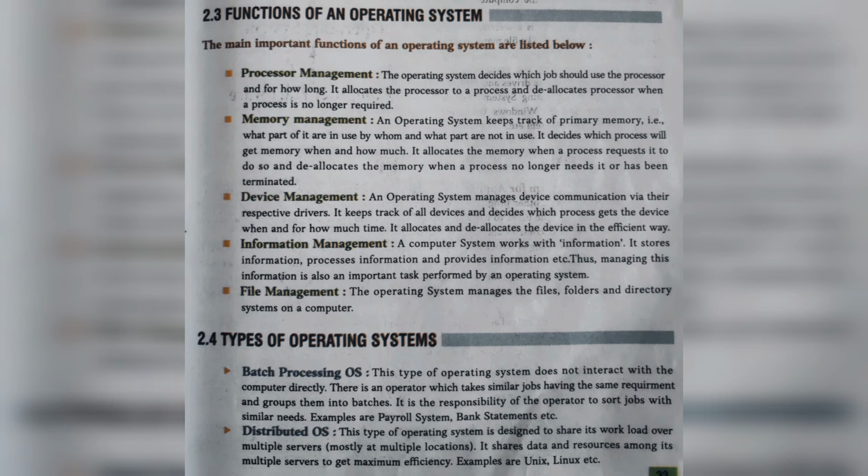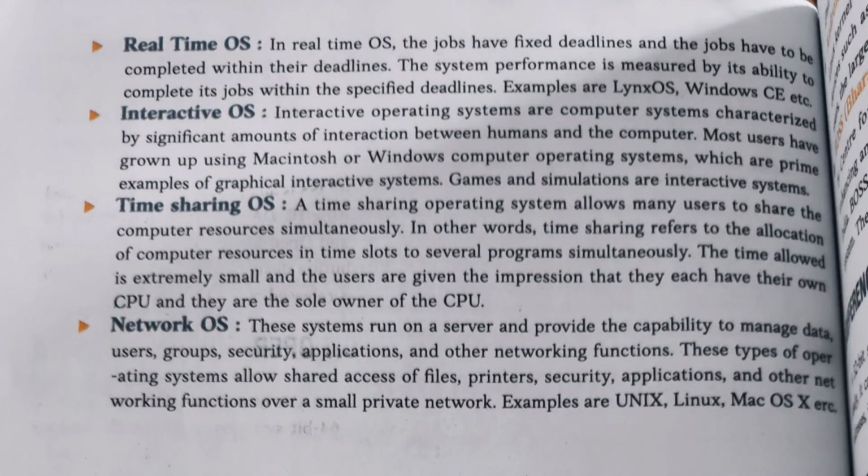Okay. Next, real-time OS. In real-time OS, the jobs have fixed deadlines, and the jobs have to be completed within their deadlines. This system's performance is measured by its ability to complete these jobs within the specified deadlines. Examples are Linux OS, Windows CE, etc. In this real-time OS, each job to perform has a deadline. That is called real-time OS.